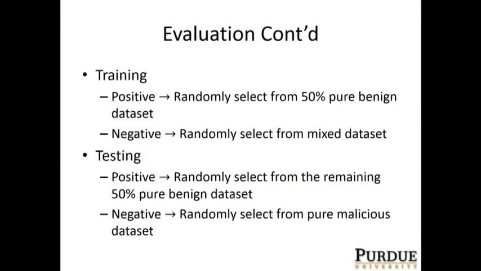In the training phase of our model, for the positive samples, we randomly select them from 50% of the pure benign data set. For the negative samples, we randomly select from the mixed data set. In the testing phase, we test the positive samples randomly selected from the rest of the 50% pure benign data set. And for negative samples, we randomly select from the pure malicious data set.